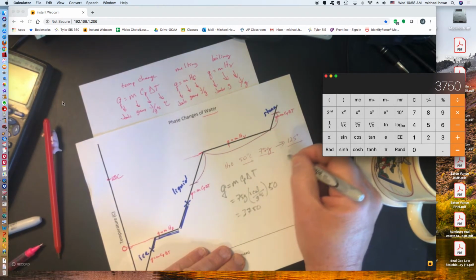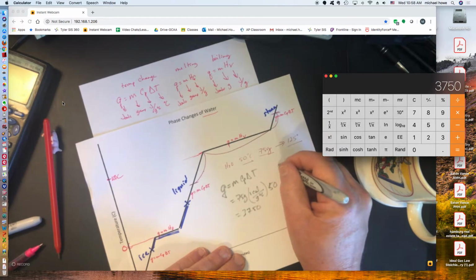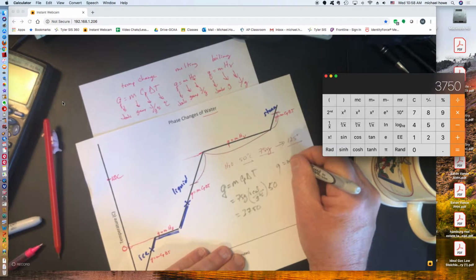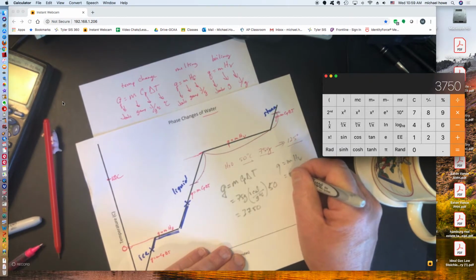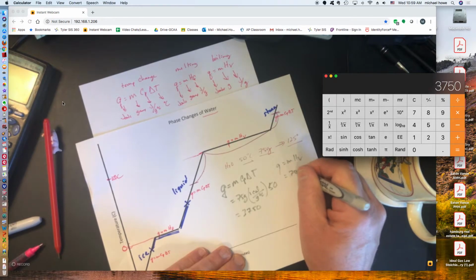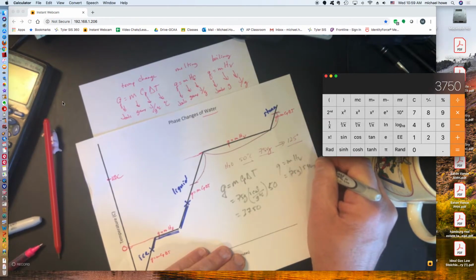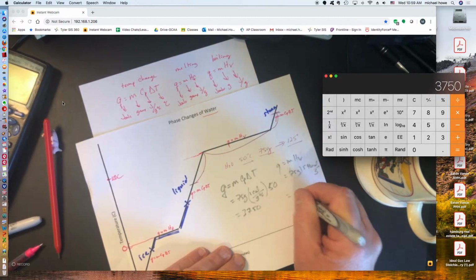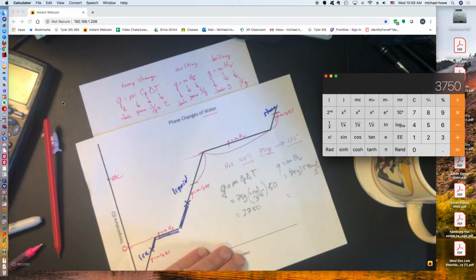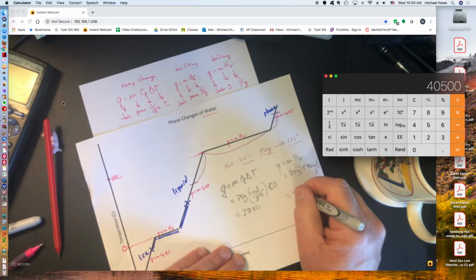The second step would be to cross the boiling point. So that would be this formula, Q is equal to mass times heat of vaporization. So you're looking at 75 grams times 540 calories per gram. Once again, the 540 is listed on the quiz, so it'll be 75 times 540, which is 40,500 calories.